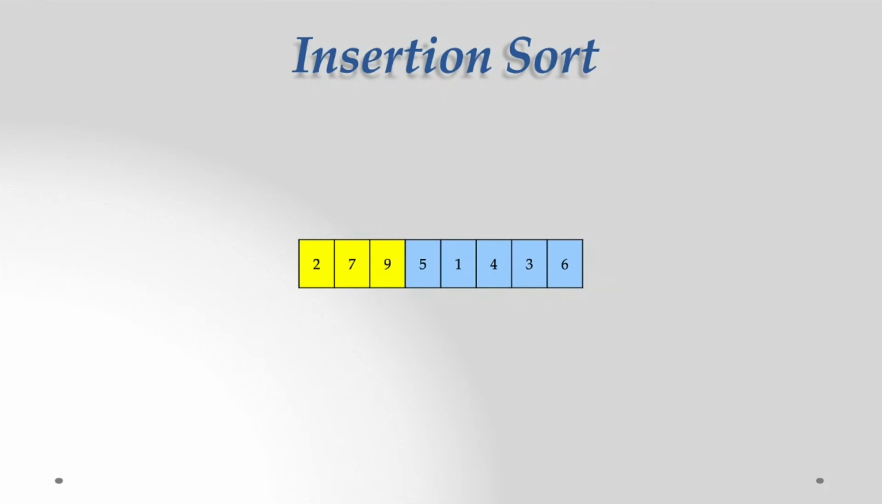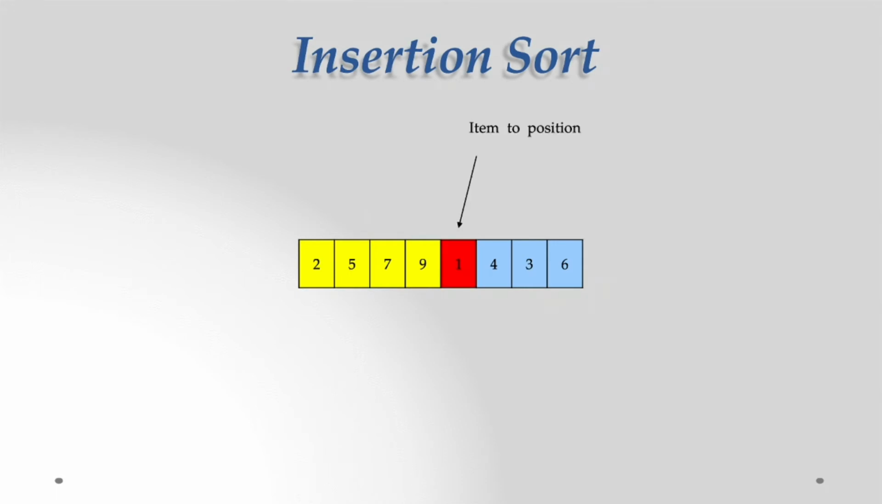Now the new card will be 5. So key is 5. Again the comparison will be with 9. Yes, 9 should be shifted, and you can see that 7 has also been shifted, and 5 belongs in this position. Place 5 over here, and now these four numbers are sorted.